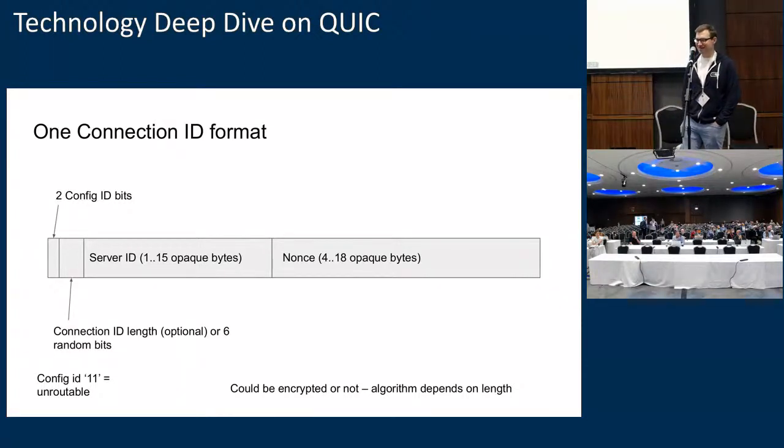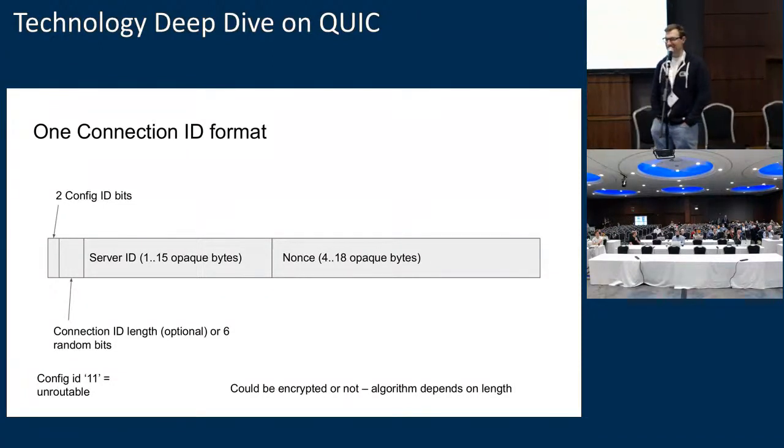Yay. Okay. This is the thing I was alluding to the entire time. So QUIC-LB has a single connection ID format that begins with 2 bits for config ID, which allows rotation of keys and some other things. It has what is called a server ID portion and a nonce portion.